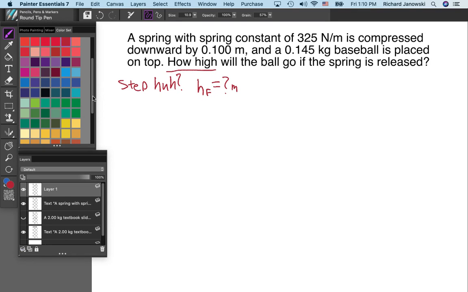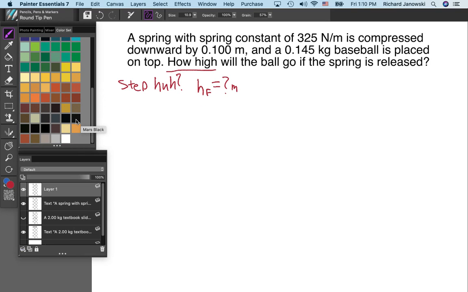So on to step 1. So step 1, you've got to make your sketches. Your initial sketch. So what do we have?